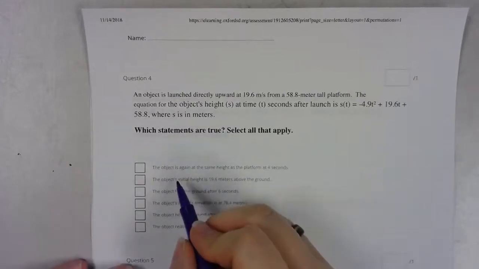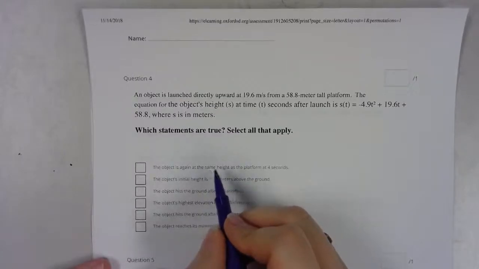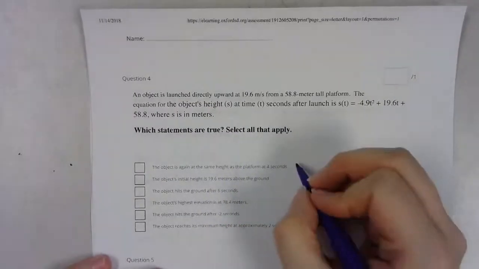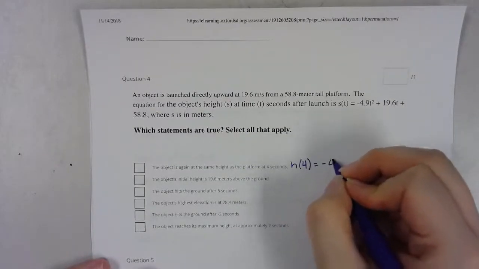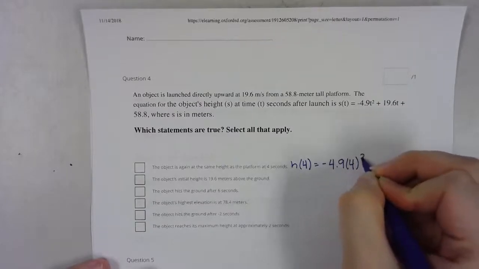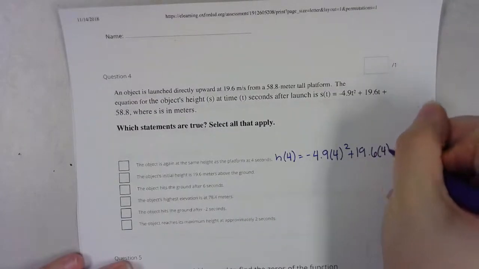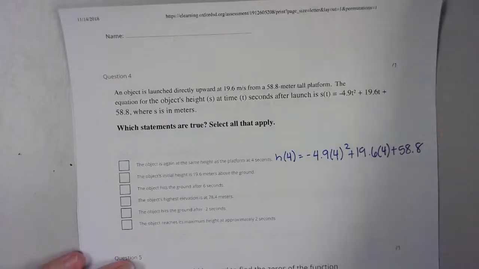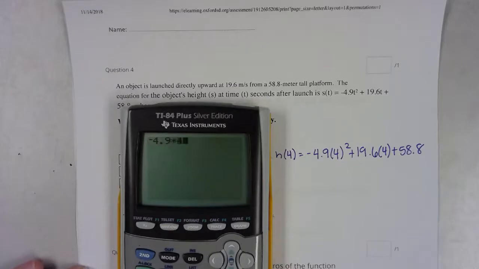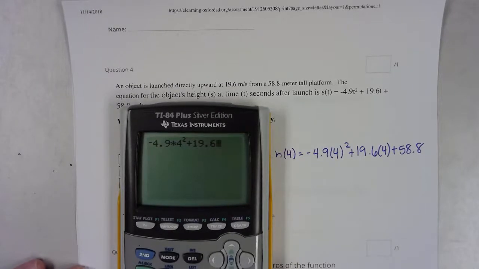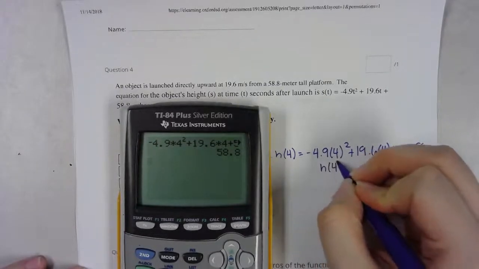Now, a couple of things here. First, it says the object is again at the same height as the platform at 4 seconds. So what this is actually looking for is h of 4. So I have negative 4.9 times 4 squared plus 19.6 times 4 plus 58.8. When I type that in my calculator, I do get h of 4 is 58.8.